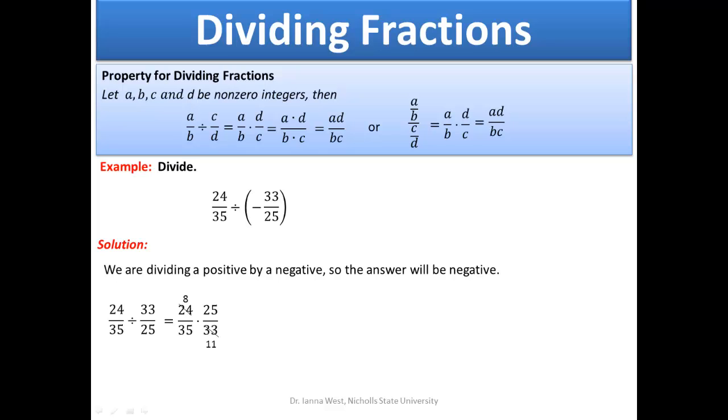Notice that 35 and 25 have 5 in common. 5 goes into 35 7 times. 5 goes into 25 5 times, leaving us with the reduced product 8/7 times 5/11. Multiplying the numerators and multiplying the denominators gives us 40/77. But remember, our original problem is a positive number divided by a negative number, and by the rules of dividing unlike signs, our final answer is negative 40 over 77.